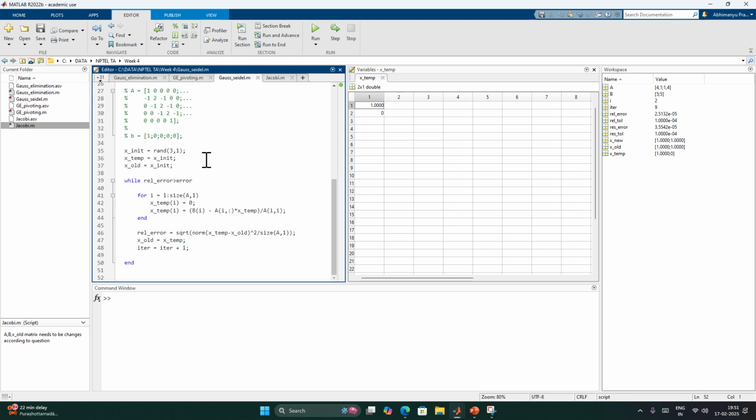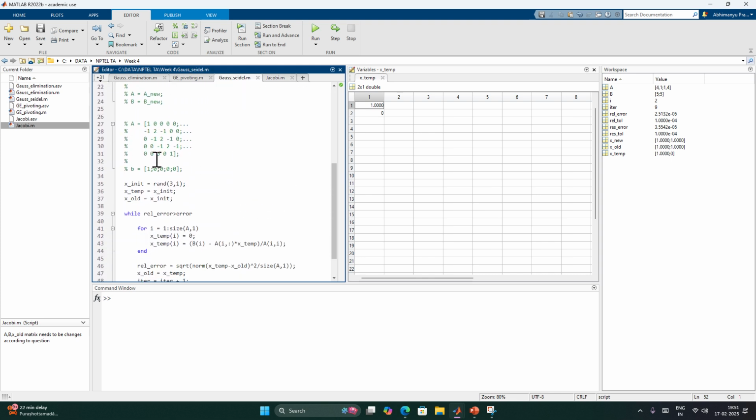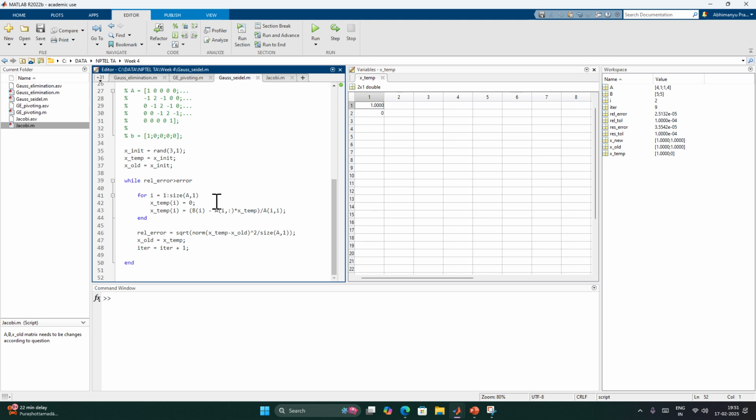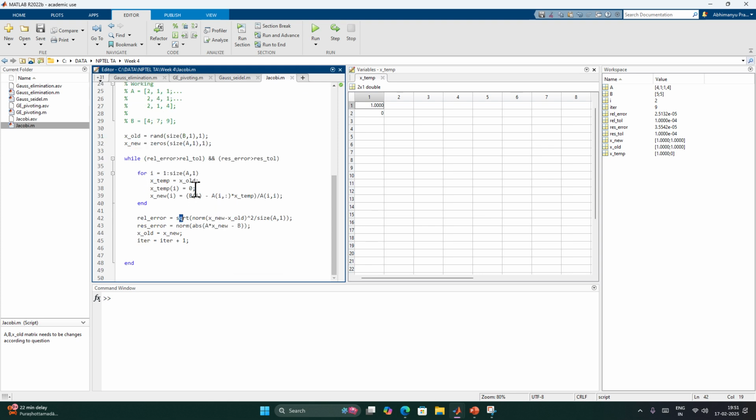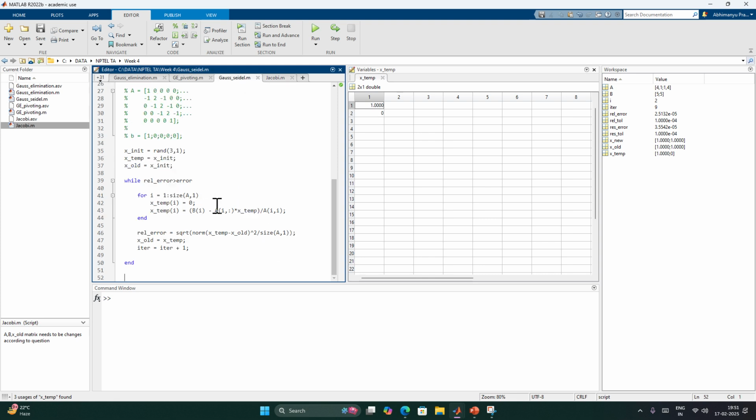If I go to the Gauss-Seidel for the same problem statement, what is changing from Jacobi is that I was making this x temp. I was storing x old into this x temp, and then I was multiplying this x temp. I need not do that because whatever x temp I'm getting, I'm using that only. So I initialize my x temp to some initial condition, randomly. I'm storing my x old to that x init.